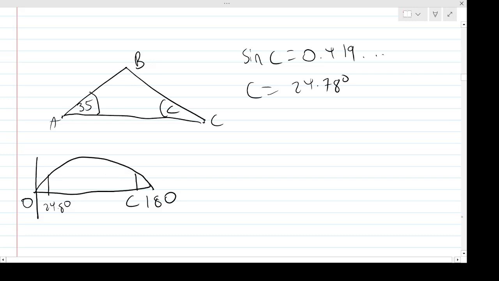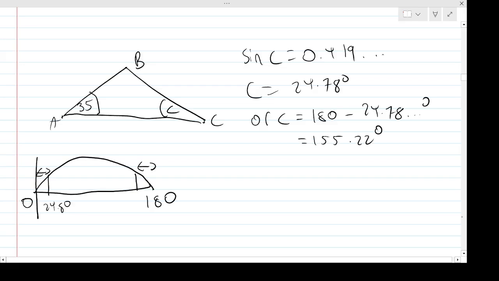How do we work that out? Well, again, the gap at either end and the solutions are the same, which means the other solution would be 180 take away that angle. If we work that out in the calculator, I get 155.22 degrees. But let's think about the solution then.